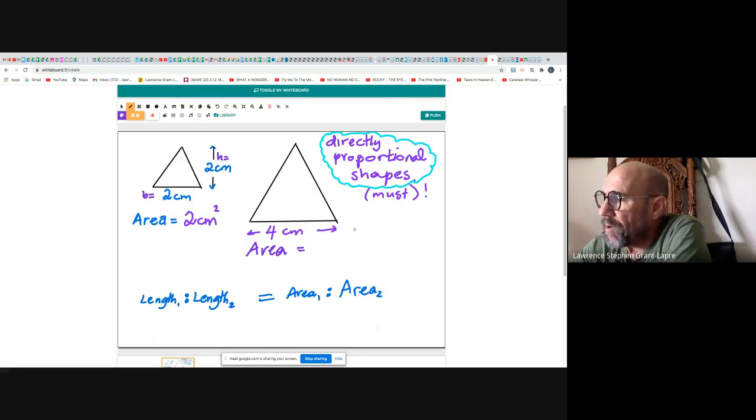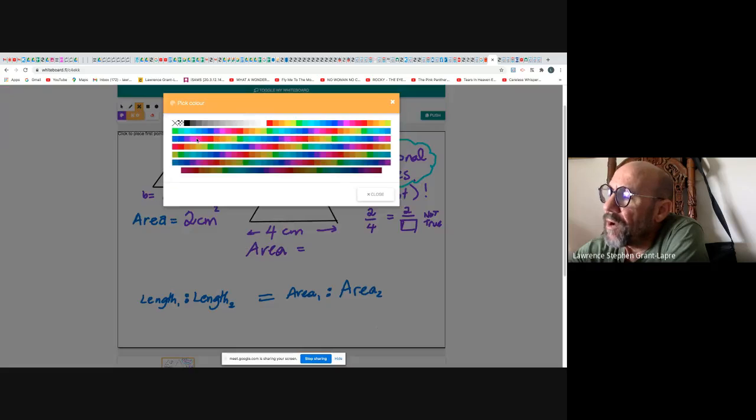Now, some of you think, well, if the first one is 2 and the second one is 4, that's base 1 and base 2. And if the first area is 2 and the second area is something, then some of you might think, well, okay, the length has doubled, so the area has doubled. When in fact, this is not true. When the perimeter or the length doubles, the area is actually not only double.